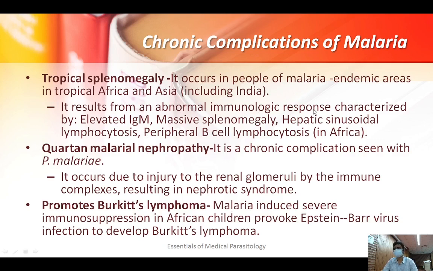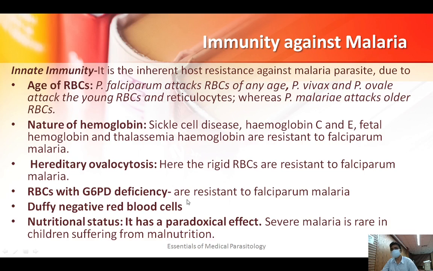There will be massive splenomegaly, and hepatic sinusoidal lymphocytosis will be there. Peripheral B cell lymphocytosis may occur. Then quartan malarial nephropathy may occur. This is another chronic complication, usually seen in patients with Plasmodium malariae, because it occurs due to injury of the renal glomeruli by the immune complexes, which results in nephrotic syndrome. It may also promote Burkitt's lymphoma in African children.